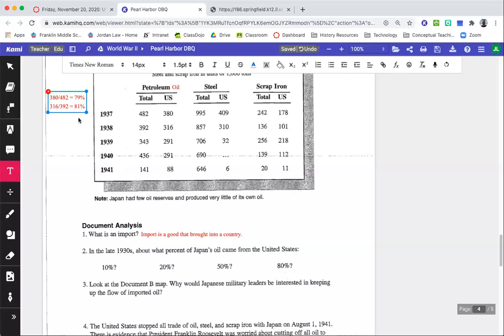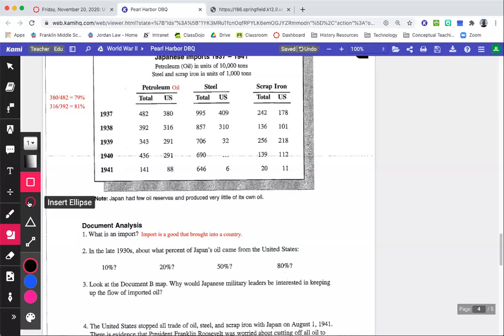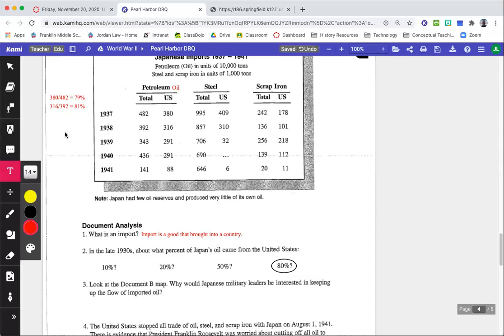So I think it's pretty clear which of these numbers is going to be correct. I'm going to use my shapes here, and you can do a little circle. I'm going to circle 80%, or if you just want to type 80% next to the line, that's fine as well. But 80% of Japan's oil is coming from the United States. So when the United States cuts off their oil, it's going to be really devastating to Japan.